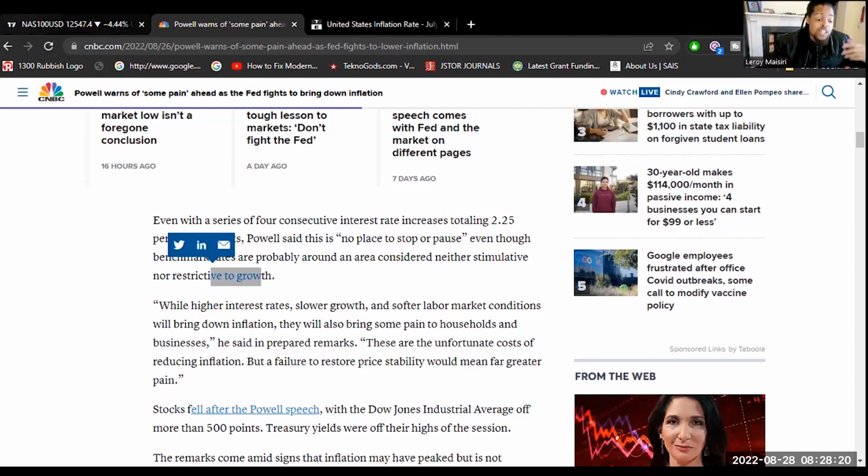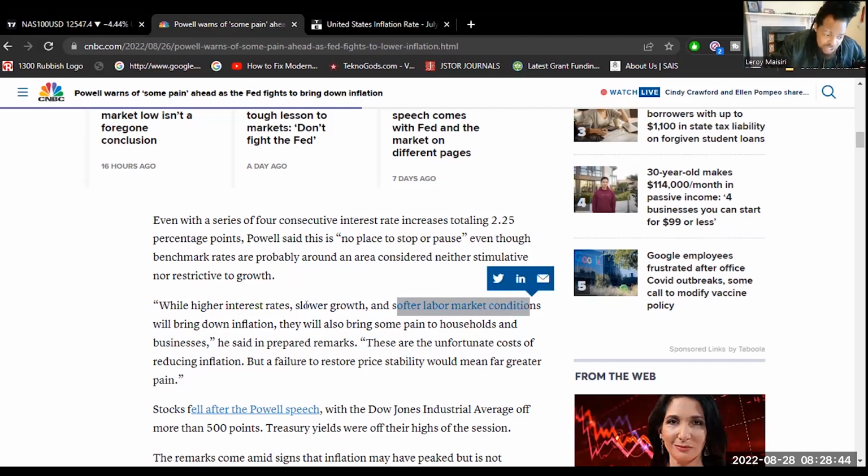Now he's not even using the words neutral rate. He's saying even though benchmark rates are probably around an area considered neutral. But look at the words, not stimulative, it's not going to push growth, but it won't reduce it either. While, and these are Powell's words, higher interest rates, slower growth, and softer labor market conditions will bring down inflation. Softer labor market conditions. Is that what we have? What I've told you guys many times.